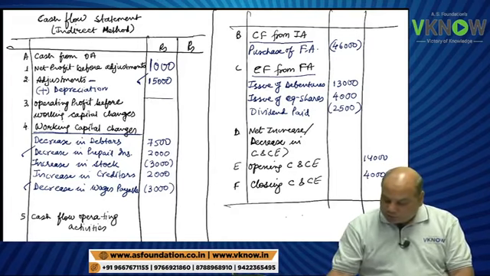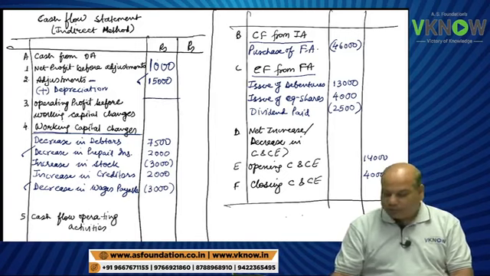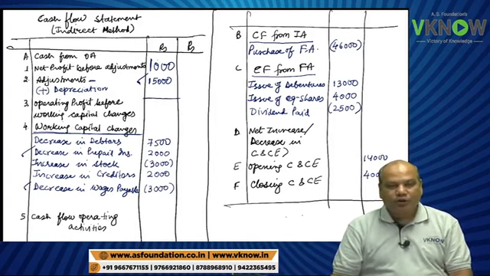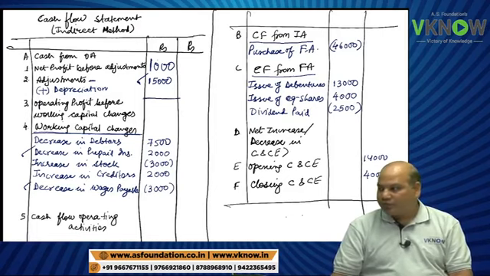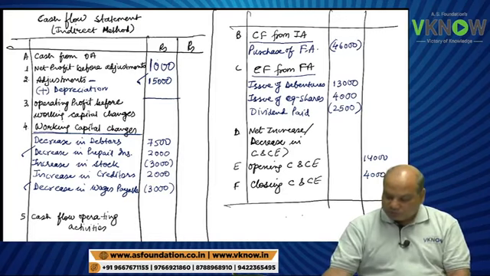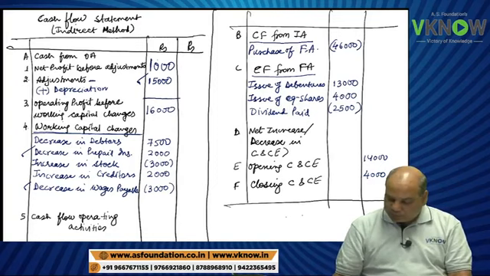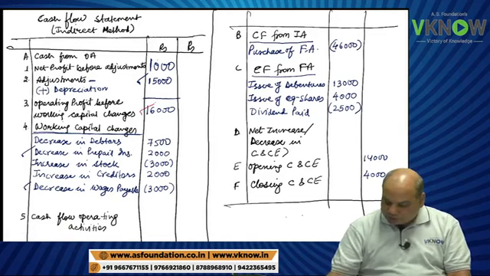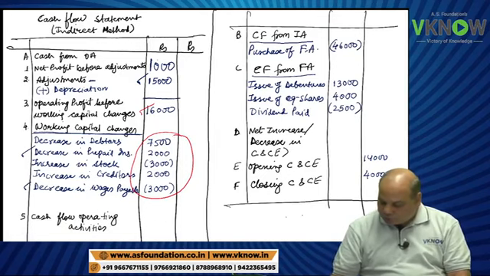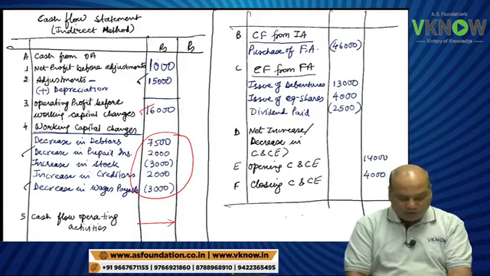Now the time has come to close this answer. First you come to operating activities. You will take total of 1,000 plus 15,000. That gives you operating profit before working capital changes. Now take 16,000 and add less this item. You will get cash flow from operating activities directly.